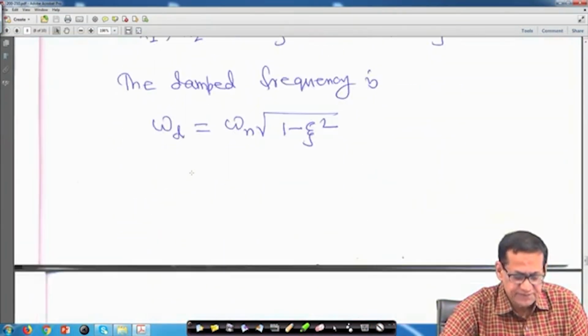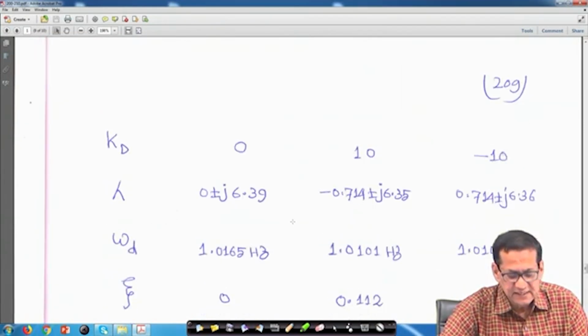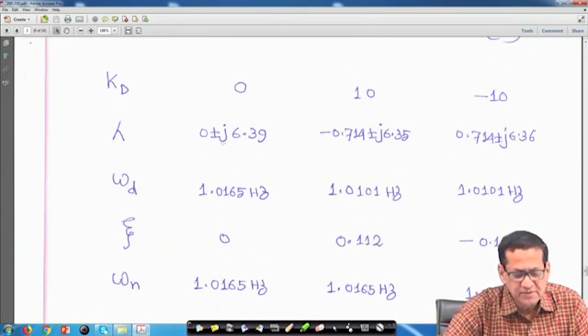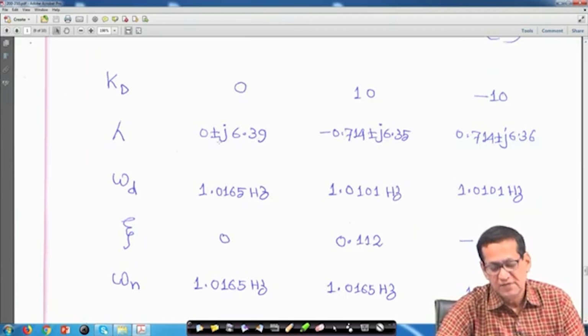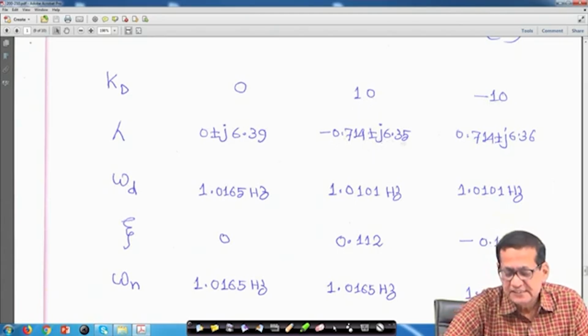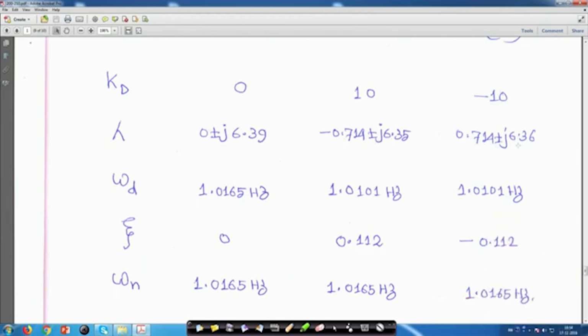So, I have corrected that, and now for kd is equal to 0, 10 and minus 10, the lambda will be like this. When kd is equal to 0, it is a 2 by 2 system, so only 2 eigenvalues. Lambda will be 0 real part plus minus j 6.39. When kd is equal to 10, it will be minus 0.714 plus minus j 6.35, a complex conjugate pair. If kd is equal to minus 10, it is 0.714 plus minus j 6.36. That means with kd equal to minus 10, the system becomes unstable.